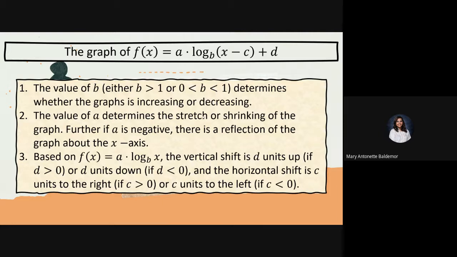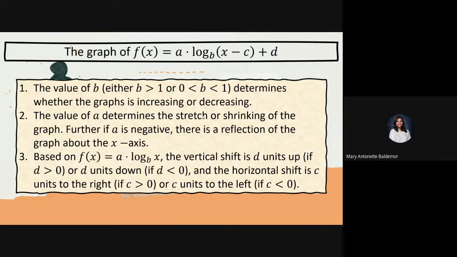And number three, based on f of x is equal to a times the logarithm of x with base b, the vertical shift is d units up if d is greater than 0, or d units down if d is less than 0. And the horizontal shift is c units to the right if c is greater than 0, or c units to the left if c is less than 0.